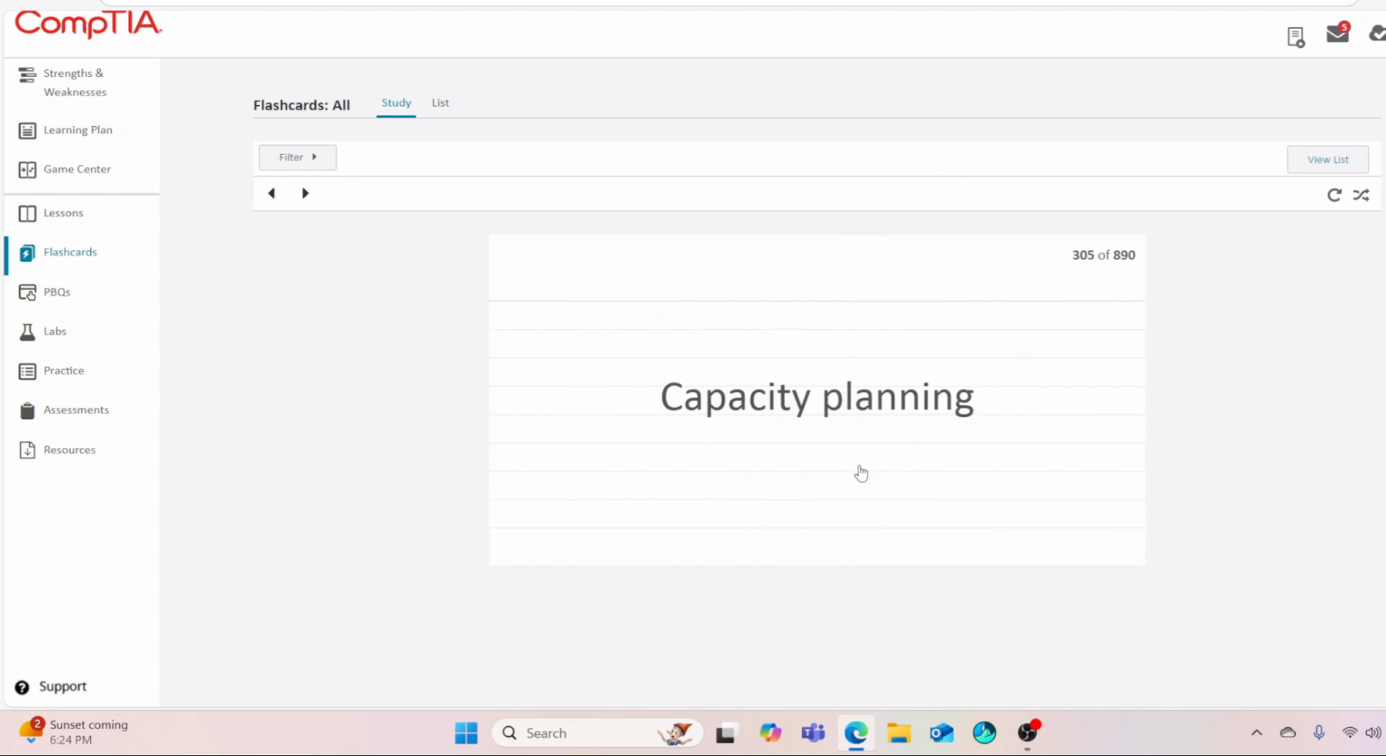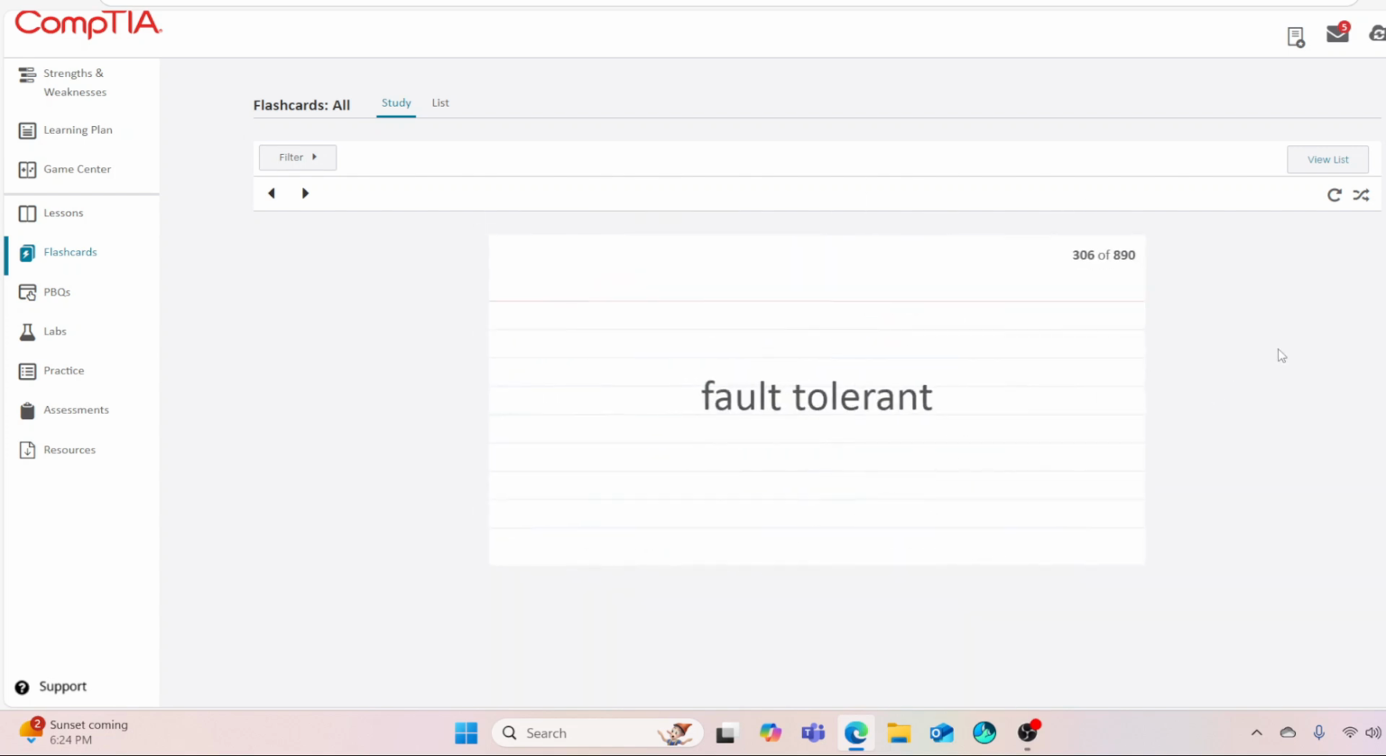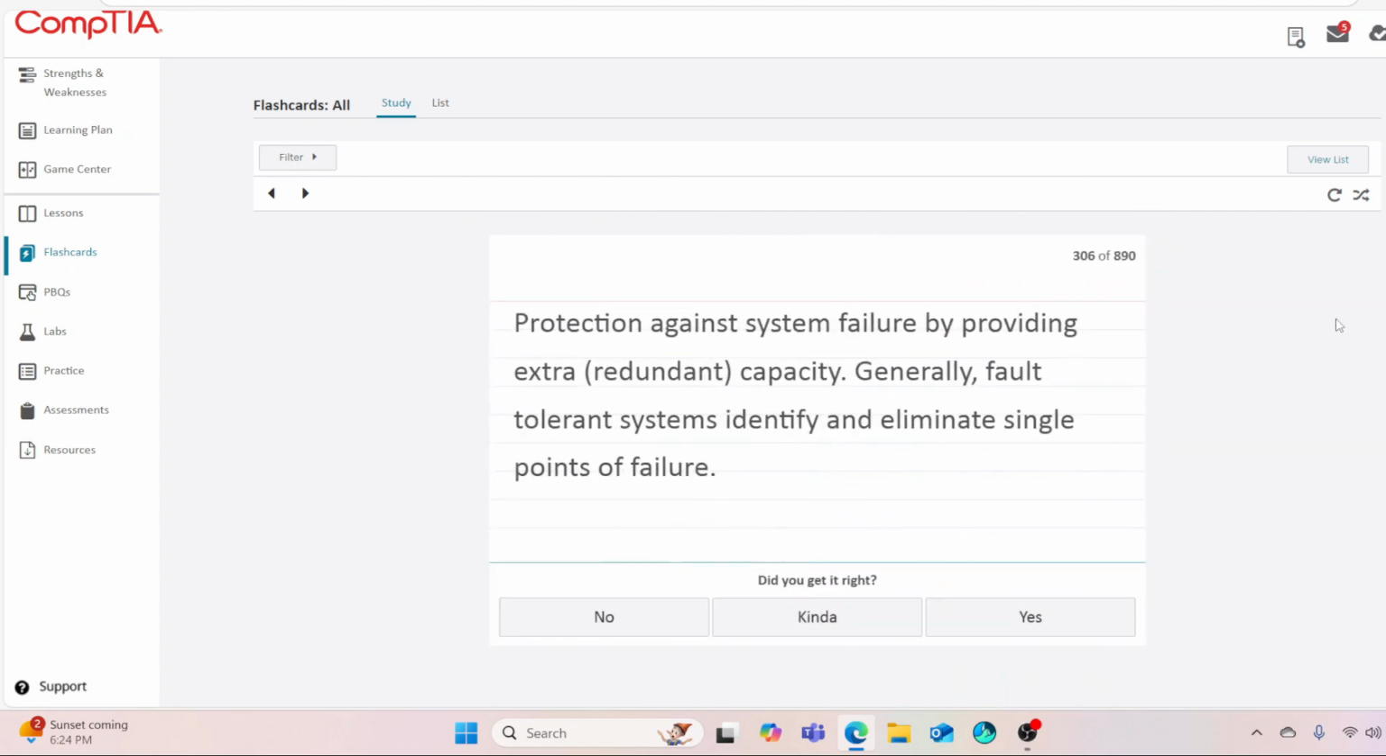Capacity planning, a practice which involves estimating the personnel, storage, computer hardware, software, and connection infrastructure resources required over some future period of time. Fault tolerant, protection against system failure by providing extra redundant capacity. Generally, fault-tolerant systems identify and eliminate single points of failure.